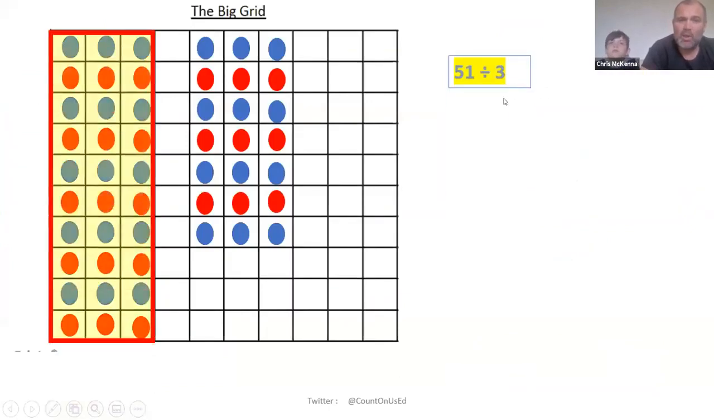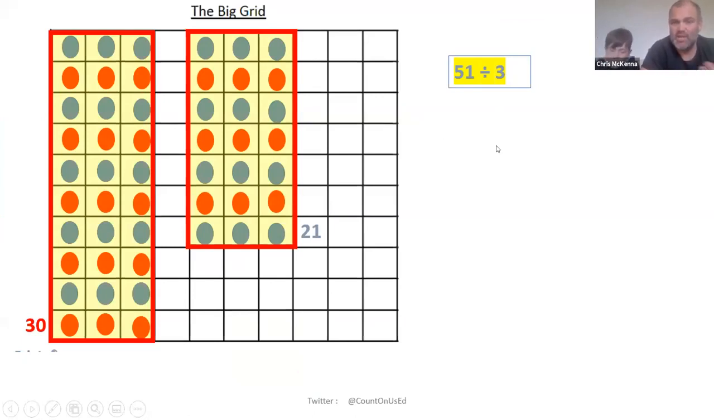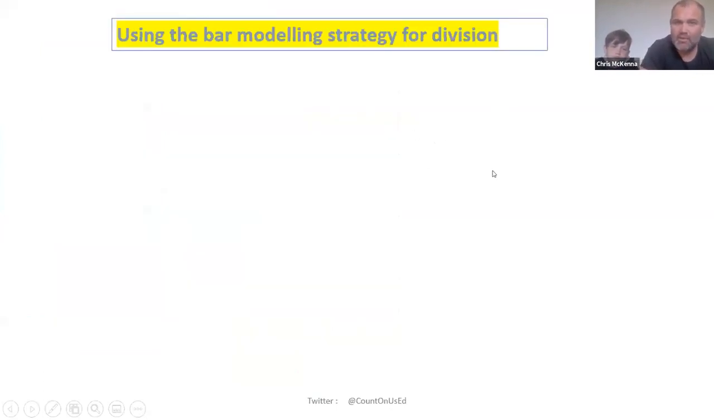Or again, look at those pictures. That's 30 dots. That's 21 dots. I can see that's 10 groups of 3. I can see that's 7 groups of 3. So I can see 17 groups of 3. So again, linking it to that picture, I just need to make 51 dots, and I can see clearly what the answer is.